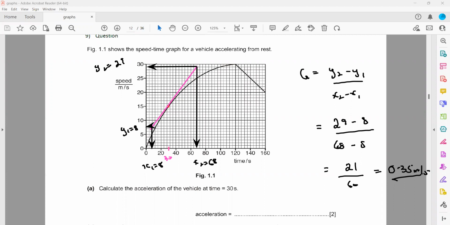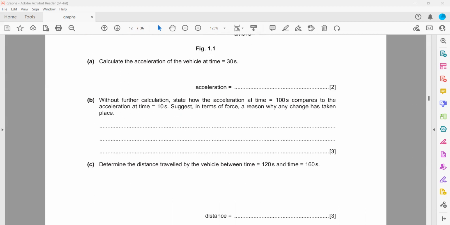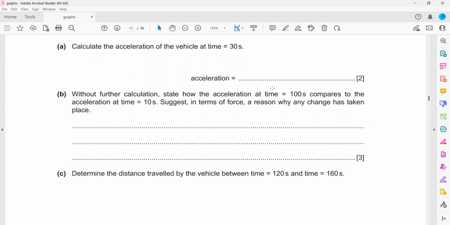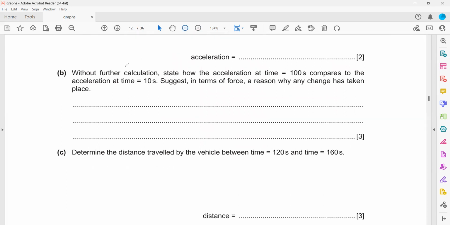Is it clear how we work out the gradient and how we work out the acceleration? Any doubt in this? No, sir. Okay. So if it is a curve, you have to draw a tangent. If it is a straight line, you can just take the gradient of that straight line or use a formula. Next: without further calculation, state how the acceleration at 100 seconds compares with at 10 seconds. Suggest in terms of forces why any changes occur.